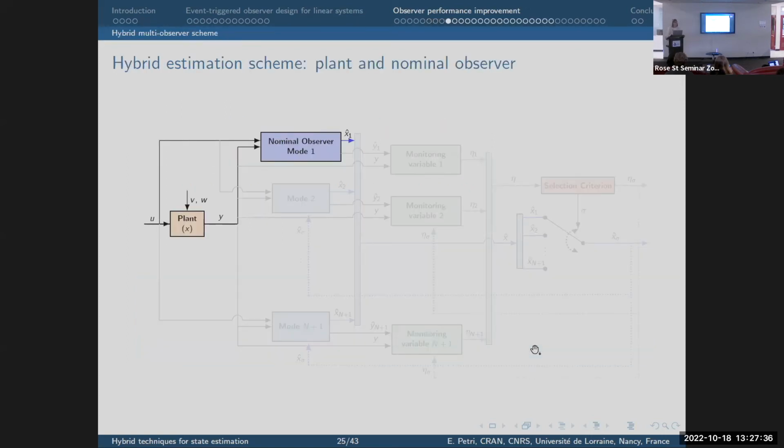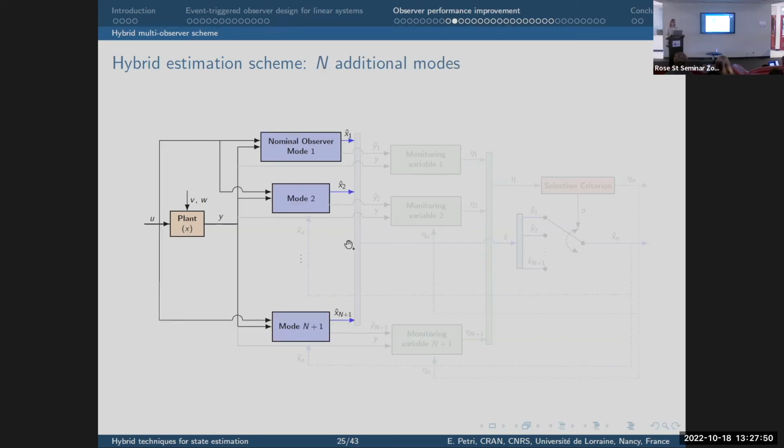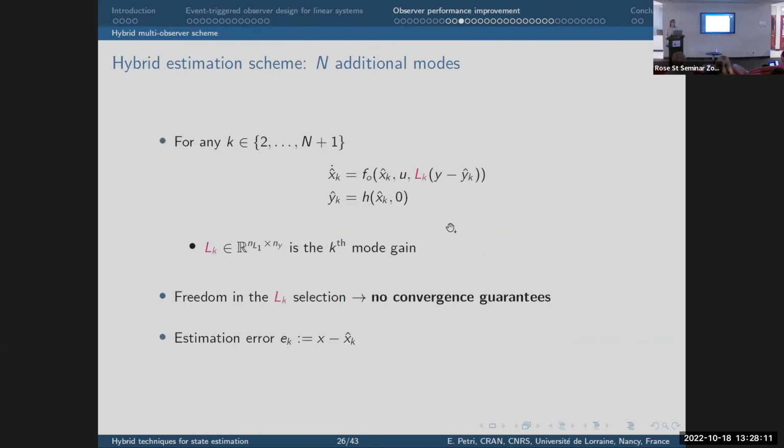And we can now build step by step the hybrid multi-observer scheme that we propose. So we start from the system and the nominal observer that we already saw in the previous slides. And in order to improve the performance of this nominal observer, we add an additional dynamical system in parallel to the nominal one. And each of these systems produces a state estimate. And with all these systems together, we build a multi-observer where each element is called mode for the sake of convenience. And each of these additional modes has this form here that, as can be seen, is the same structure as the nominal observer, where the only difference is in the gain, L_K.